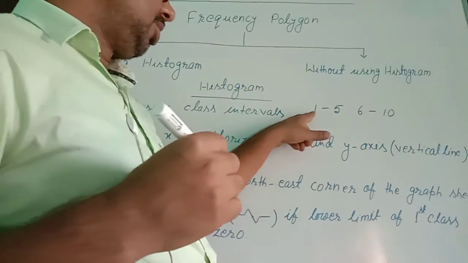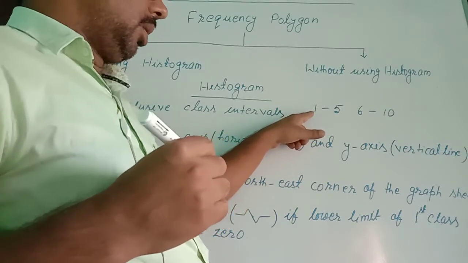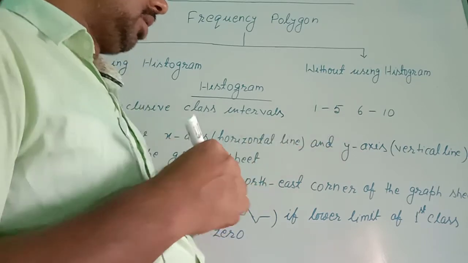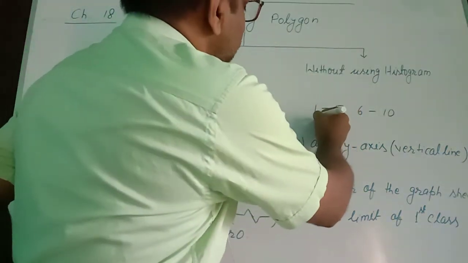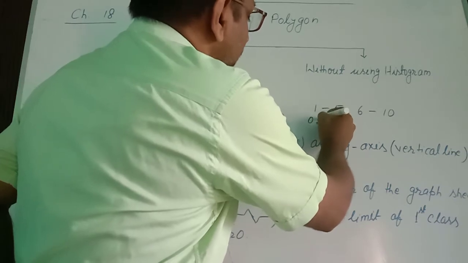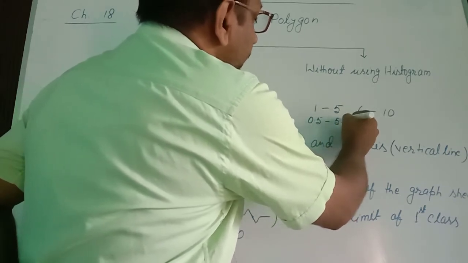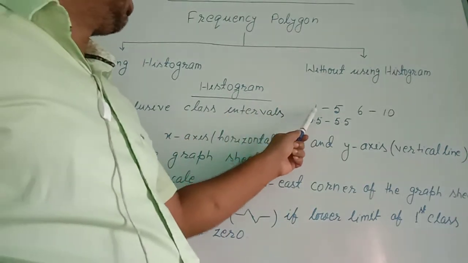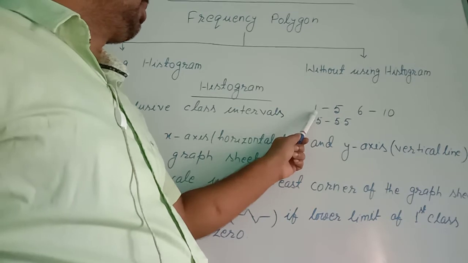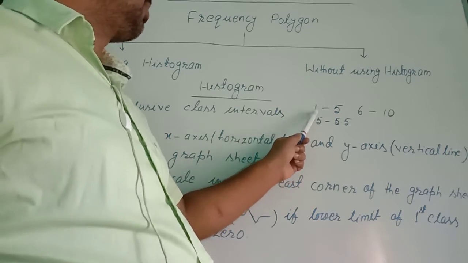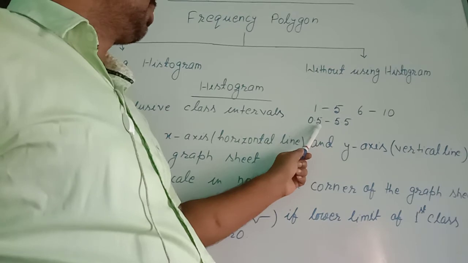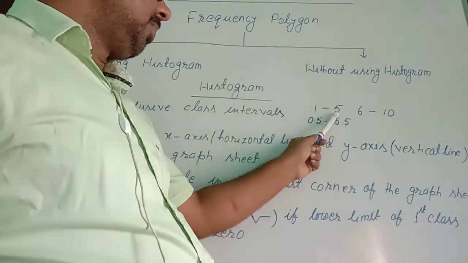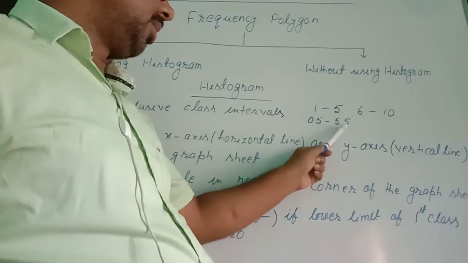We subtract 0.5 from the lower limit of the first class interval and add 0.5 to the upper limit of the first class interval. In this way, this interval will be now 0.5 to 5.5. What is the rule? We subtract 0.5 from the lower limit of the first class interval. If we subtract 0.5 from 1, we will get 0.5, and add 0.5 to the upper limit of the first class interval. If you add 0.5 to 5, you will get 5.5.